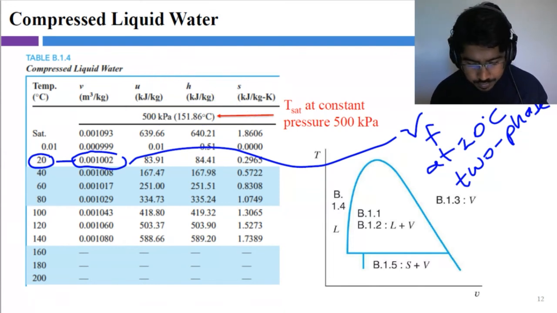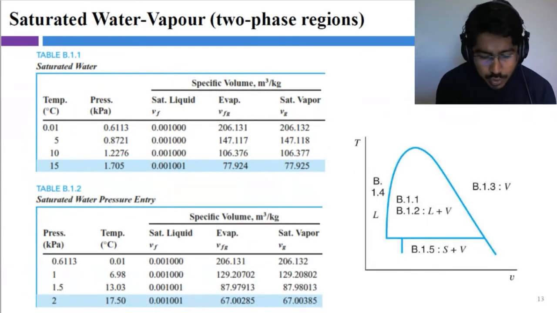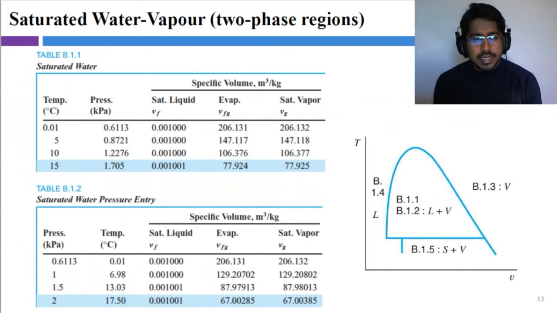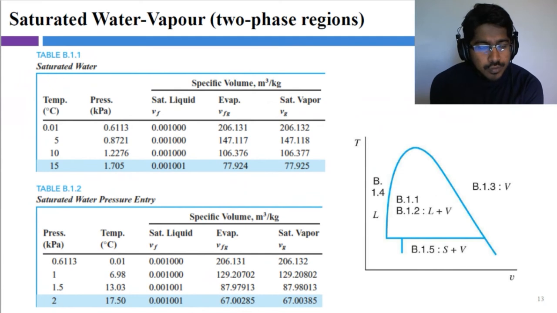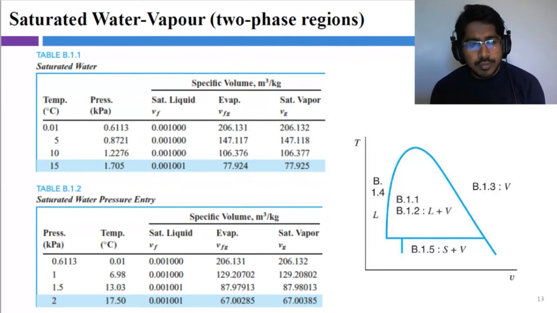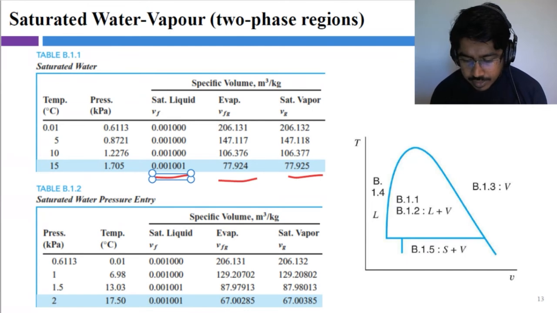And then we are moving into the next one, saturated water vapor, right? So this is a table that you will be using pretty often in the calculations, because we'll be dealing a lot with the two-phase region, two-phase mixtures, right? So when it comes to the saturated water tables or saturated ammonia tables, anything, you can see the temperature and pressure is given, and then we have the values for Vf, Vfg, and Vg, right?